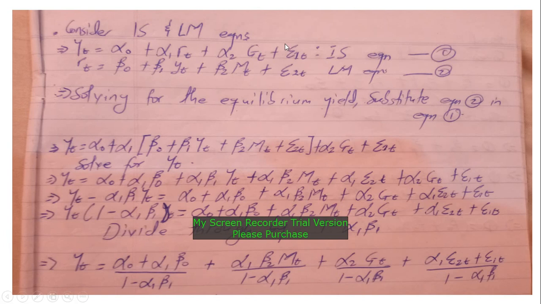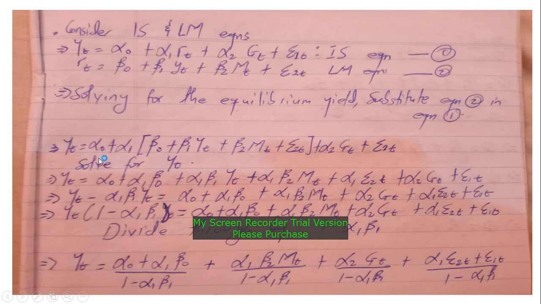So solving equations 1 and 2 simultaneously, in order to find the equilibrium yield, I'm going to substitute equation 2, that's my LM equation, into my IS equation, that's equation 1. Wherever I see the output in equation 1, I'll substitute my LM equation in there. When I do that, I end up getting this, which is Yt equals alpha naught plus alpha 1 all into beta naught plus beta 1 Yt plus beta 2 Nt plus epsilon 2t, bracket closed, plus alpha 2 gt plus alpha 1t. Now I want to find my equilibrium yield, so I would have to solve for my Yt, but before then I would have to expand the bracket.